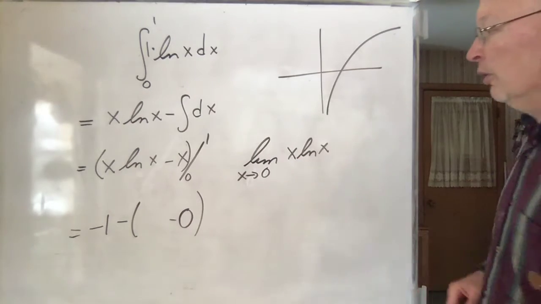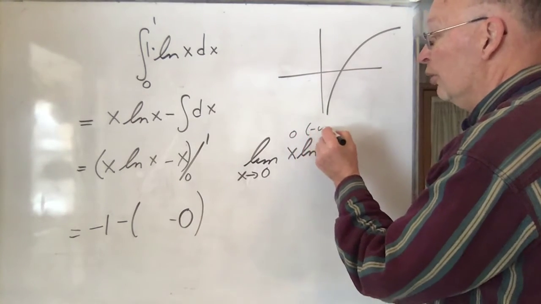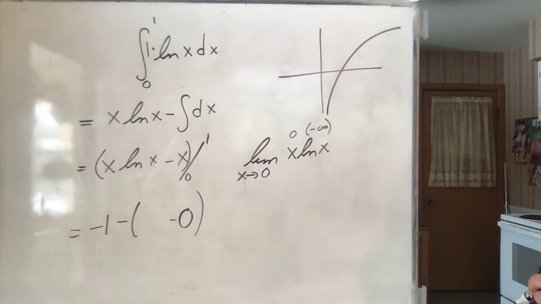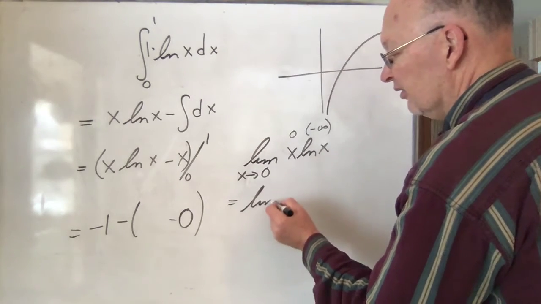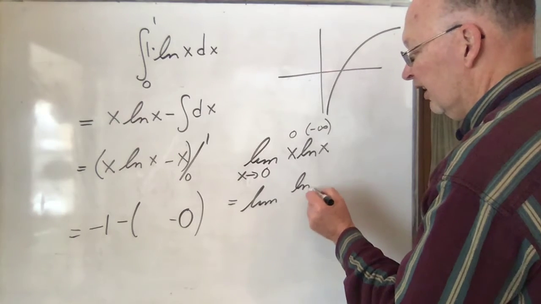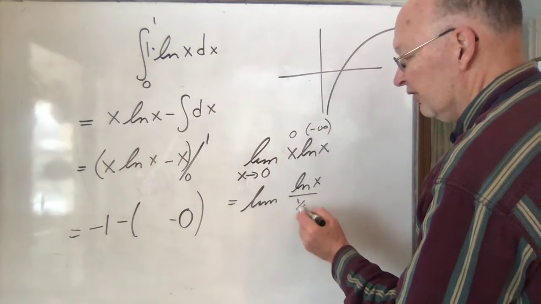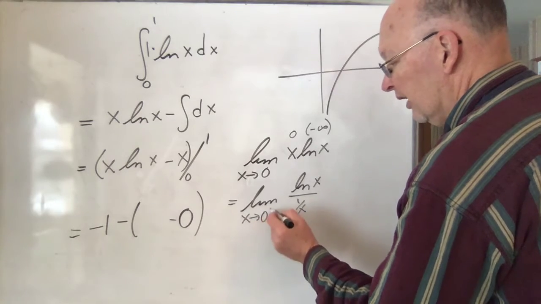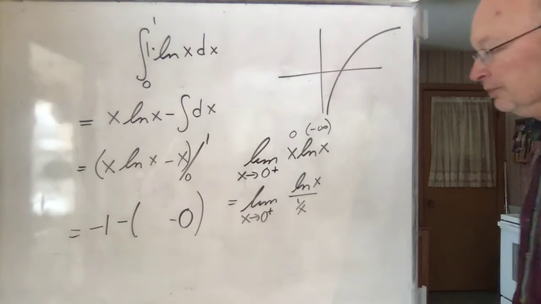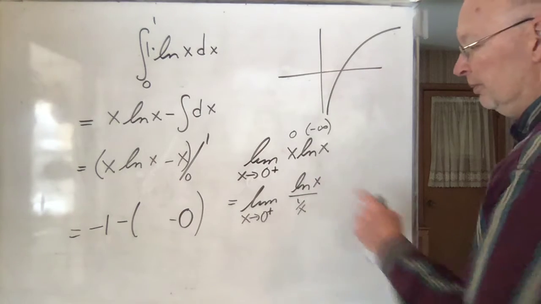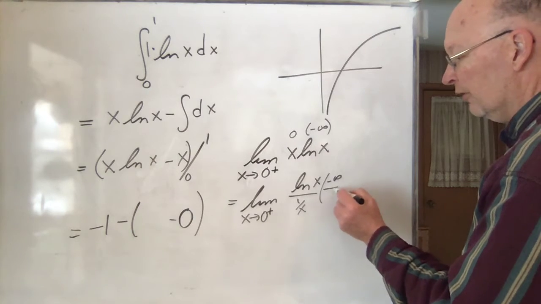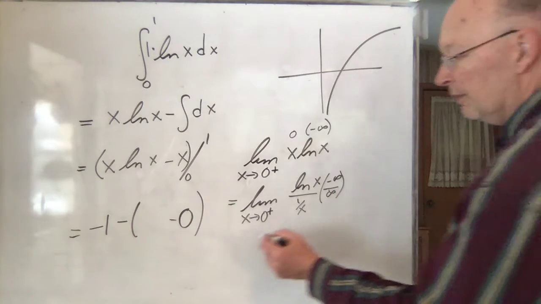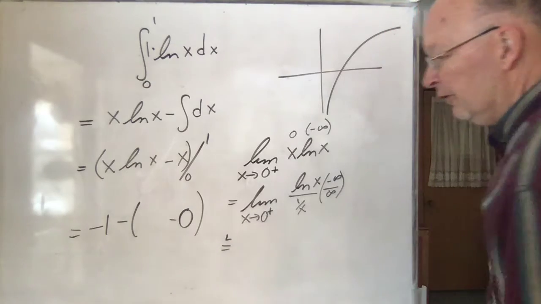Let's see. This thing is going to 0. This thing is going to minus infinity. What do you do in a case like that? There's another call for L'Hopital's rule. Remember how to do it? You write this as the limit of the ln of x over 1 over x as x goes to 0. x is going to 0 from the right here. It's the only way you can go. Now it's of the form minus infinity over infinity, so we can use L'Hopital's rule.